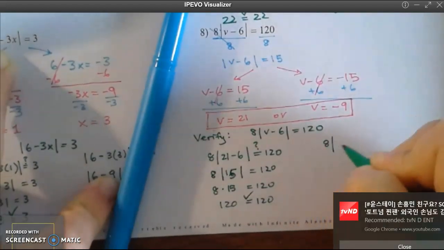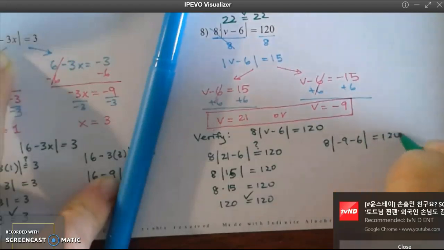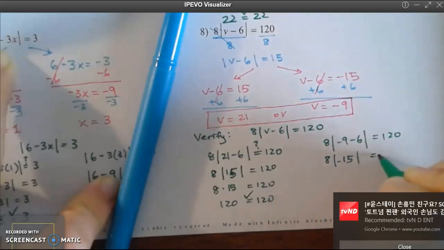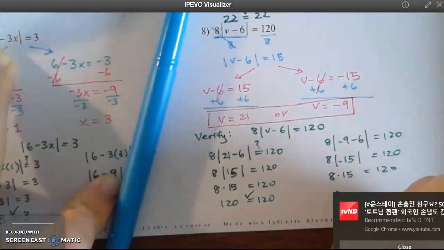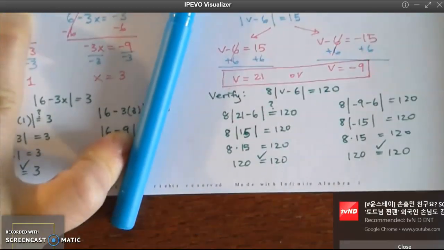What about when v is equal to negative 9? Again, we substitute into the original equation, and we evaluate what's inside the absolute value symbol first. Negative 9 minus 6 is negative 15. And we still have the absolute value symbol here. Then we take the absolute value of negative 15, which is positive 15, and then we multiply that by 8 on the left-hand side, which simplifies to 120 is equal to 120. So it checks out.